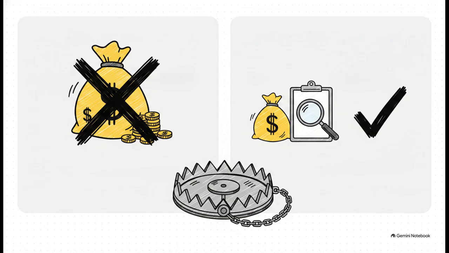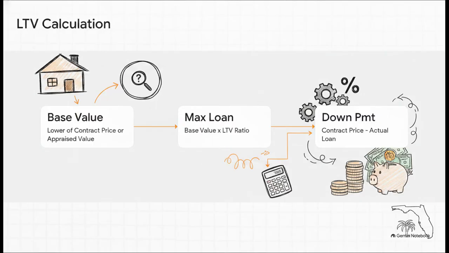When you read an exam question, you'll often see two different numbers thrown at you, the contract sales price and the appraised value. Listen carefully. Lenders always, and I mean always, calculate the LTV using the lesser of those two numbers. They literally never automatically default to the higher asking price. Let's see exactly how this trap works in practice.